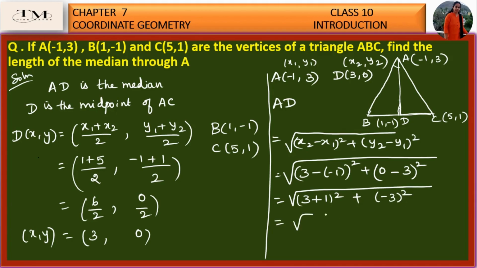So 3 plus 1 is 4 square, minus 3 whole square is 9. So 4 square is 16 plus 9. So 16 plus 9 is 25. 25 is a perfect square. So square root of 25 is 5. So the distance between AD is equal to 5 units.